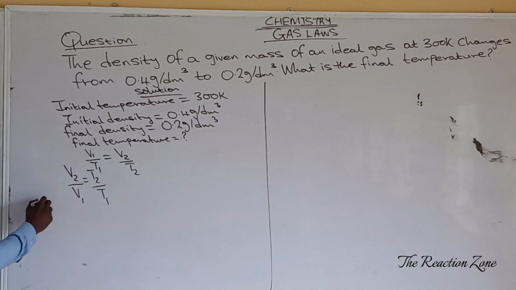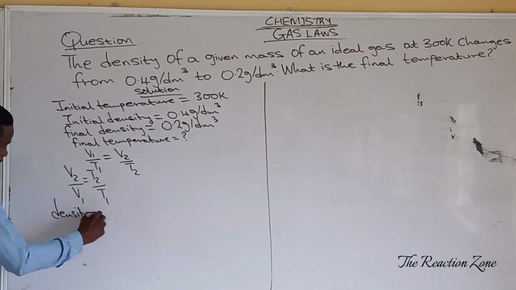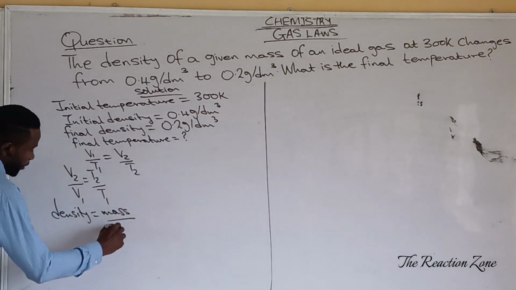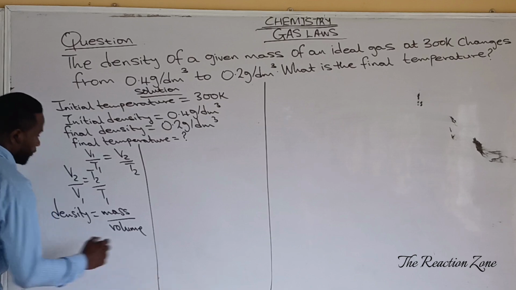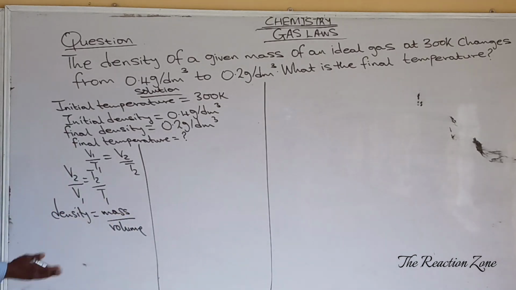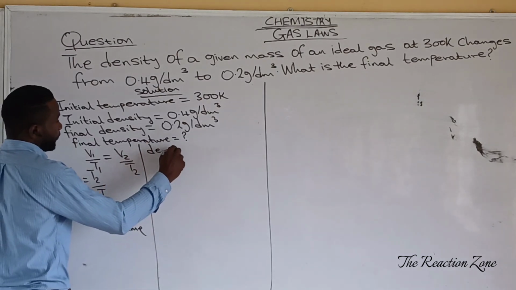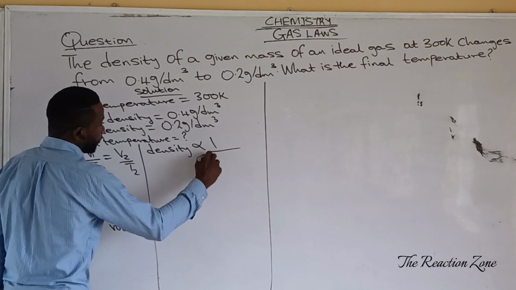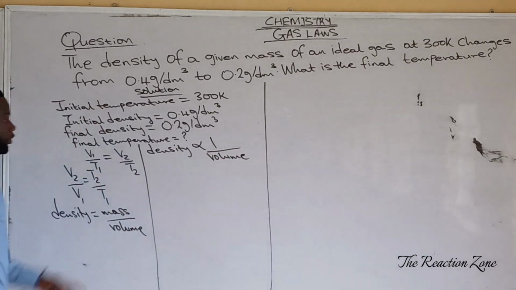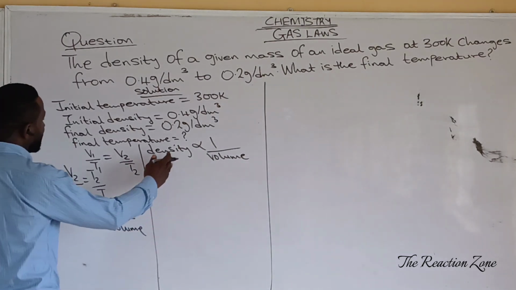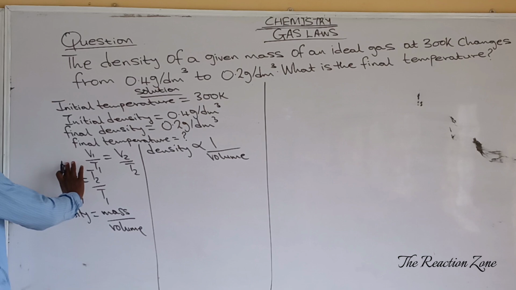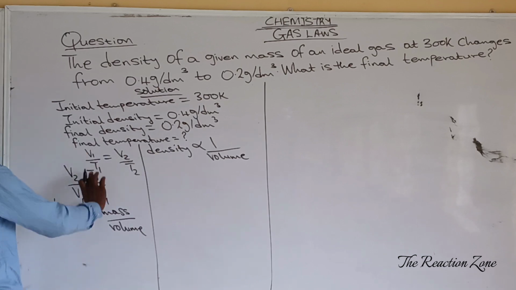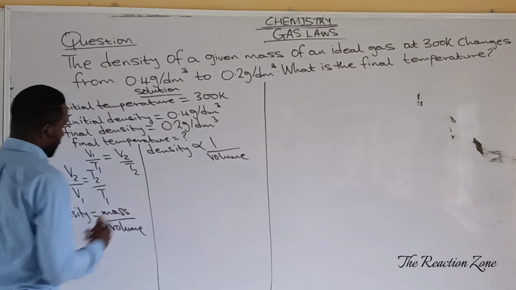Let us recall that density has a relationship with volume. Density is equal to mass over volume. From this expression, it is clear that the relationship between density and volume is inverse. In other words, density is inversely proportional to volume. So, armed with this information, it means that we can actually equate volume to density as well as temperature to density using this expression.